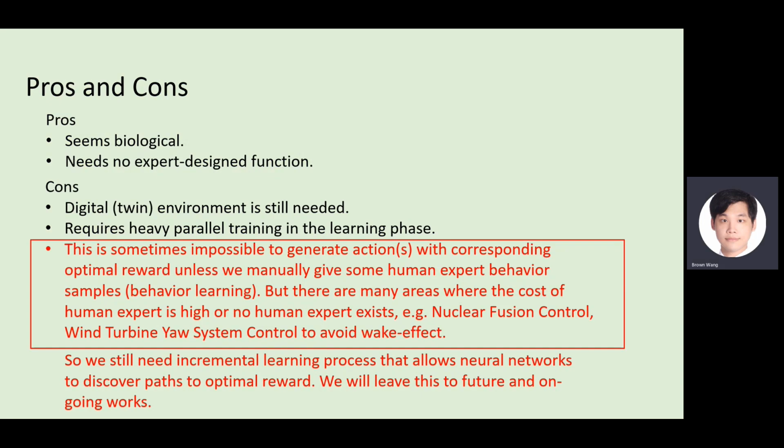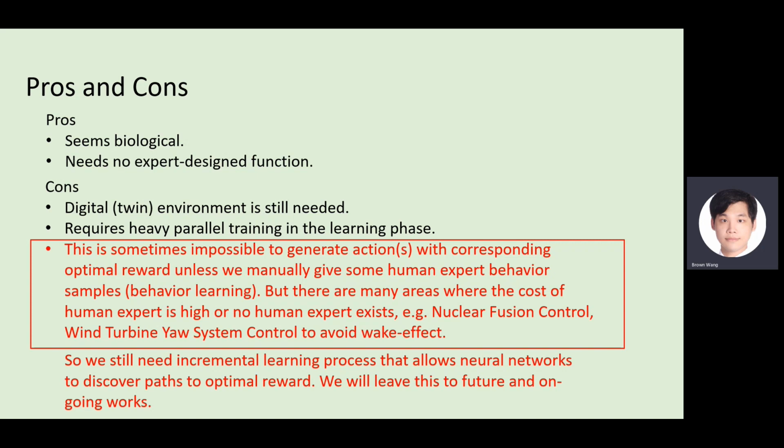Now we discuss the pros and cons concerning deep deducing. The first pro is that it is biologically plausible. Since the brain has many neural pathways from later layers back to earlier layers, it's possible we update our actions in our brain this way. Second, it needs no expert-designed function such as the Bellman function.